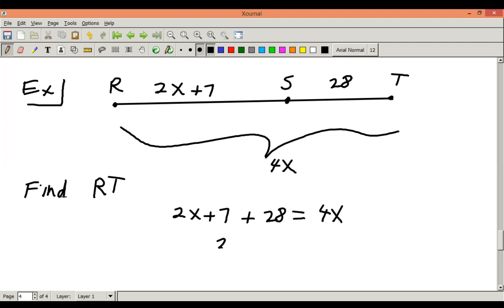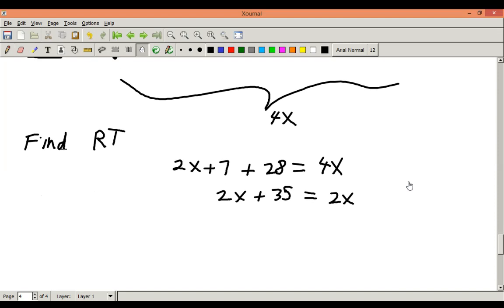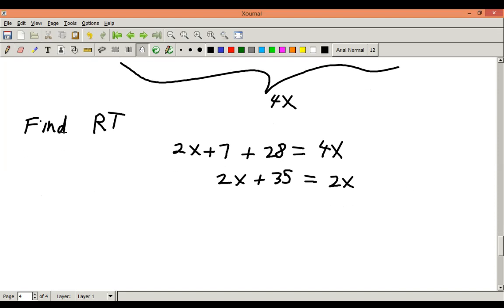Now here's a little bit of the algebra we do this year. So I'm going to add those numbers. So you get 2x plus 35 equals 4x. I did two things at once there, algebra students. You know what I did there. I subtracted 2x from both sides and added the two constants.